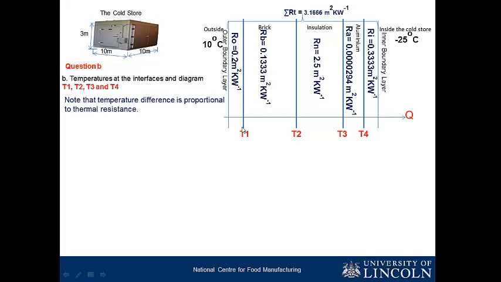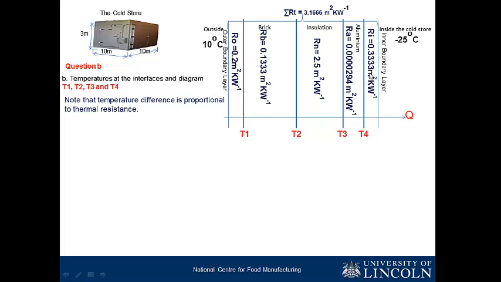Now T1 is the temperature just outside the brick here. Because of the outer boundary layer, the temperature outside is going to be different from the temperature you have at the brick wall. So that's why I call it T1. Then the temperature between the brick and the insulation, I call it T2. Temperature between the insulation and aluminum, I call it T3. And the temperature just inside the core store at the aluminum wall is T4.